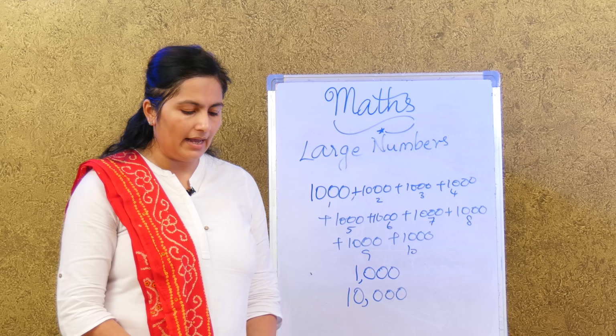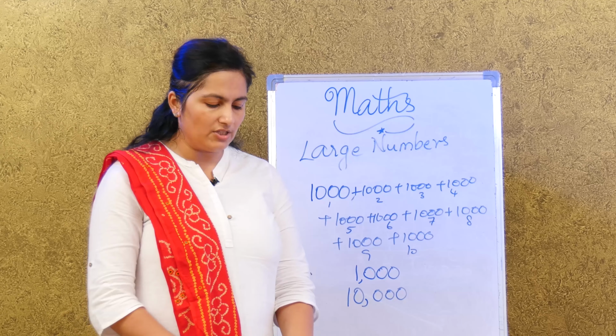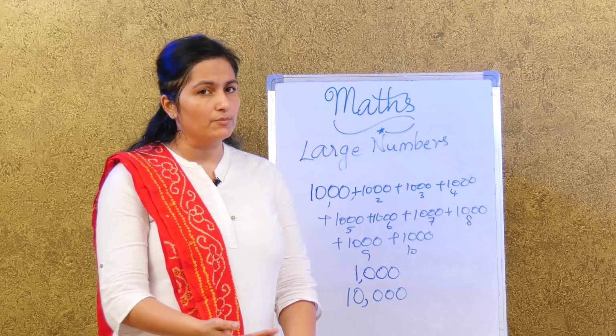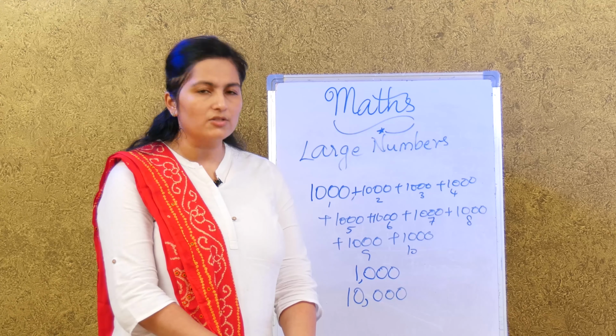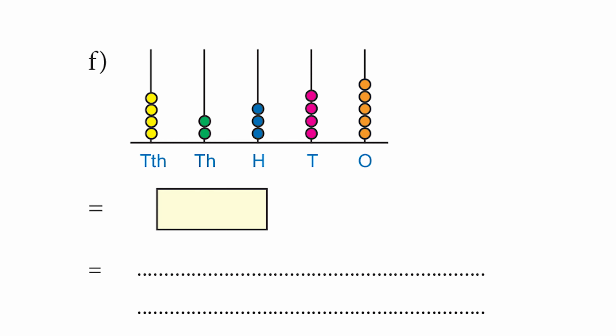Write the numeral and the number names represented. Let's take a look at the first one. Write the numeral and then the number names, both you have to do. The first one is already done for you. So let's take a look at the second one. We are going to try the example F. So we are going to draw 10,000, 1000, 100, tens and ones.